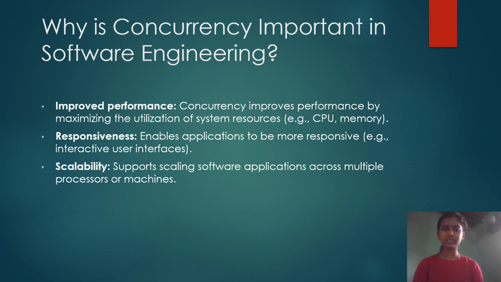The second point is responsiveness. It enables applications to be more responsive, for example, interactive user interfaces. When the instructions are executed in a more responsive manner, in a user understandable form, the interactive user interface will be better in a concurrency model. The third point is scalability. It supports scaling software applications across multiple processes or machines.